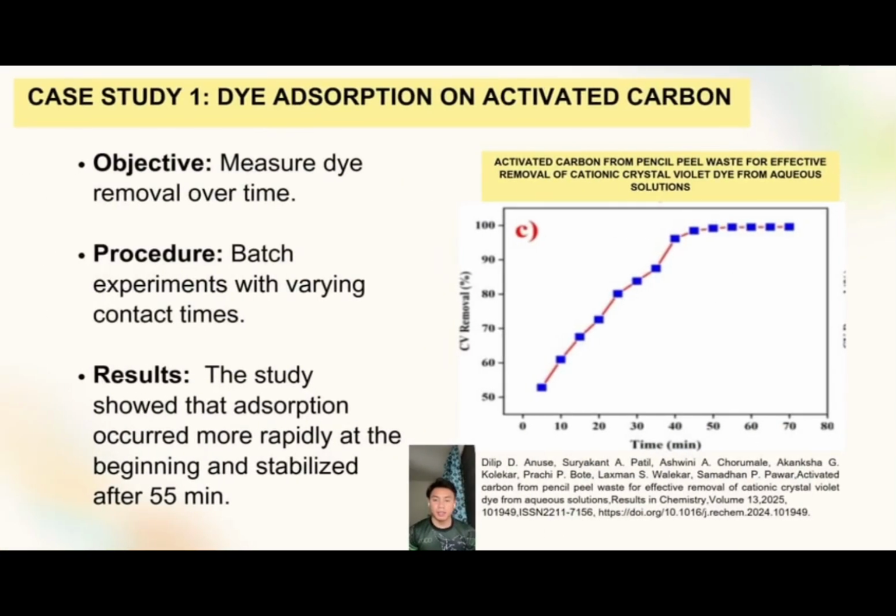In the case study, we examine the adsorption of dye on activated carbon. In this batch experiment, we vary the contact time to observe the efficiency of dye removal. The results indicate that dye adsorption occurs most rapidly at the beginning, and after about 55 minutes, the removal efficiency stabilizes. As seen in the graph, there is a significant increase in the dye removal at the initial stage, with the process stabilizing after approximately 55 minutes.